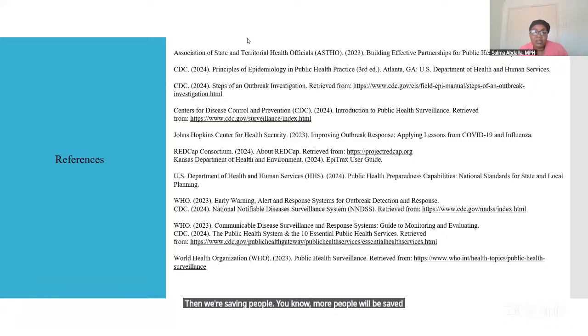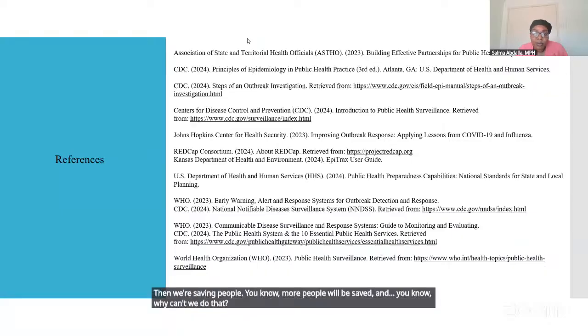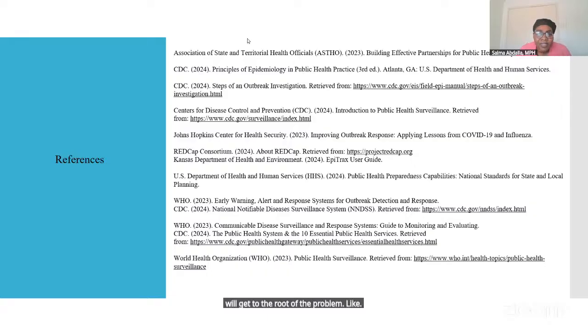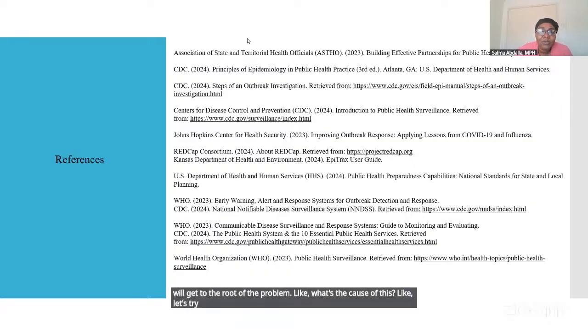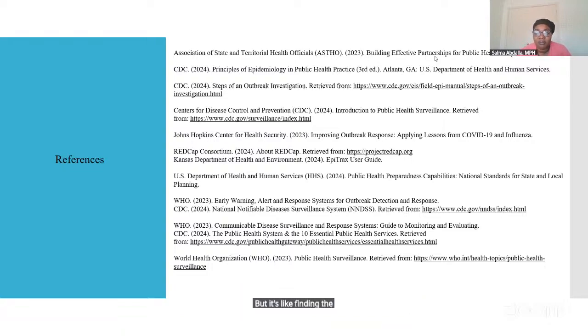Why can't we do that? Epidemiology is very important, and it's something that will get to the root of the problem. Like, what's the cause of this? Let's try to find the solution. Why are we having this kind of issue? It's not like a band-aid, it's like finding the problem, finding the solution.